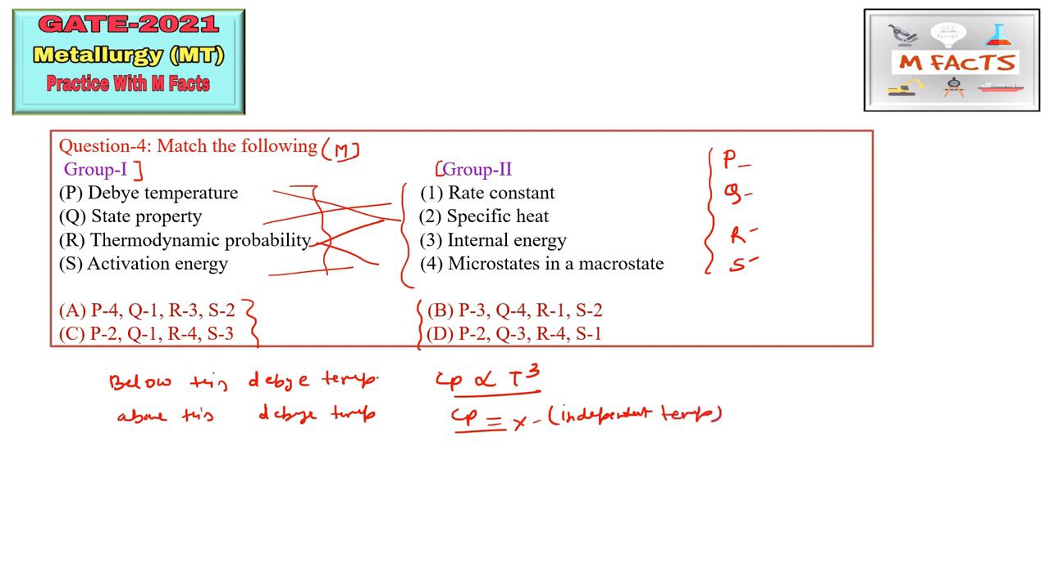So you can say this Debye temperature is related to the specific heat, and we can match it through the Debye temperature. So P we can match by 2.